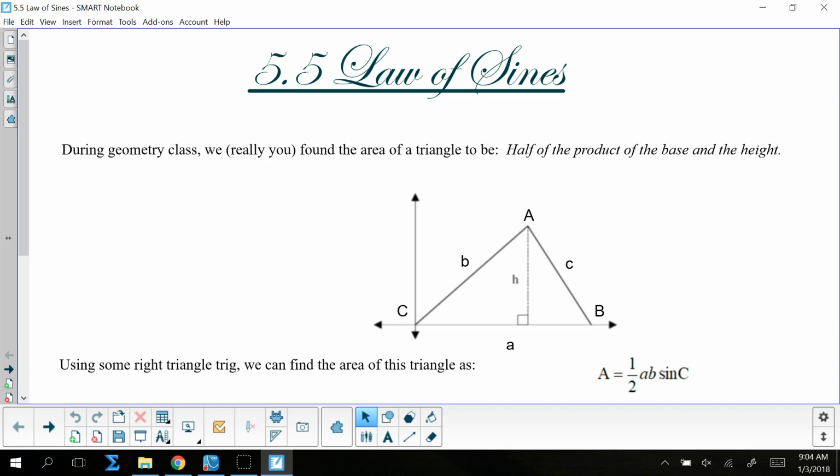We're going to spend today on the regular law of sines. Tomorrow we're going to do the ambiguous case of the law of sines. Friday we'll wrap everything up, law of sines.